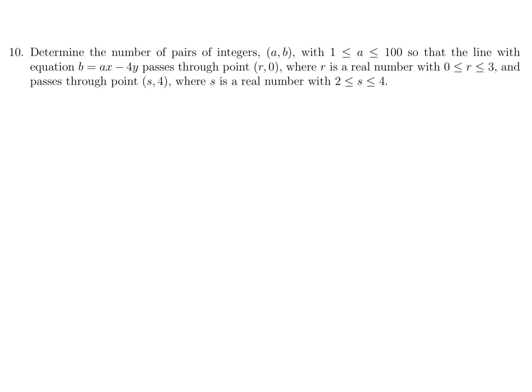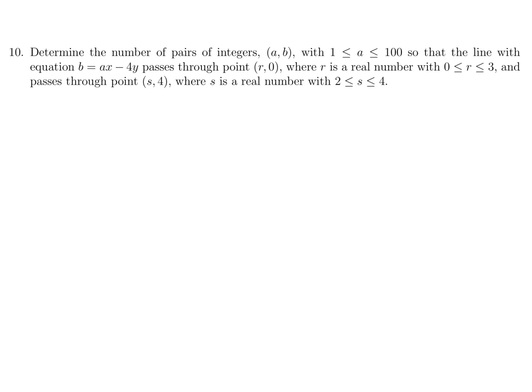Determine the number of pairs of integers (a, b) with a between 1 and 100 inclusive, so that the line with the equation b equals ax minus 4y passes through the point (r, 0), where r is a real number with r between 0 and 3 inclusive, and passes through (s, 4), where s is a real number between 2 and 4 inclusive.